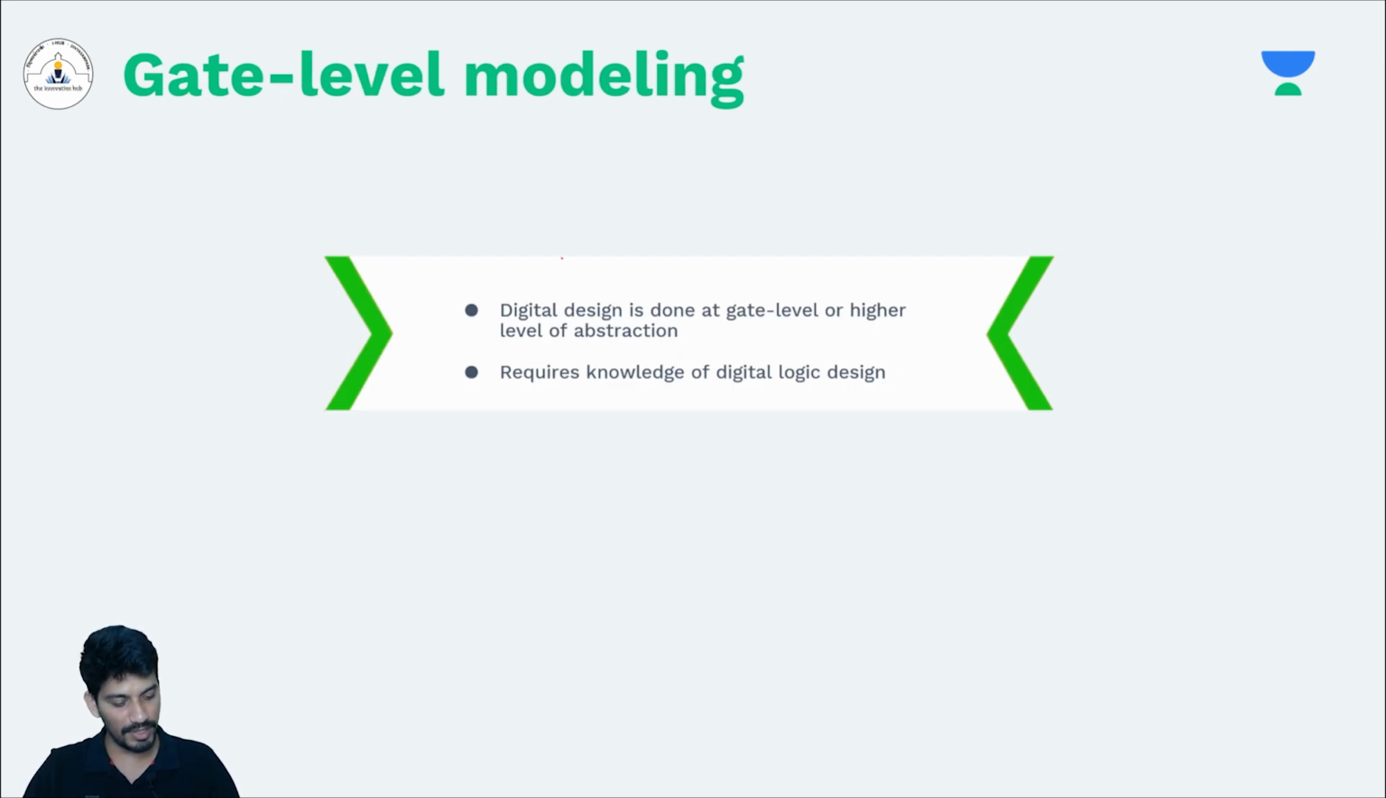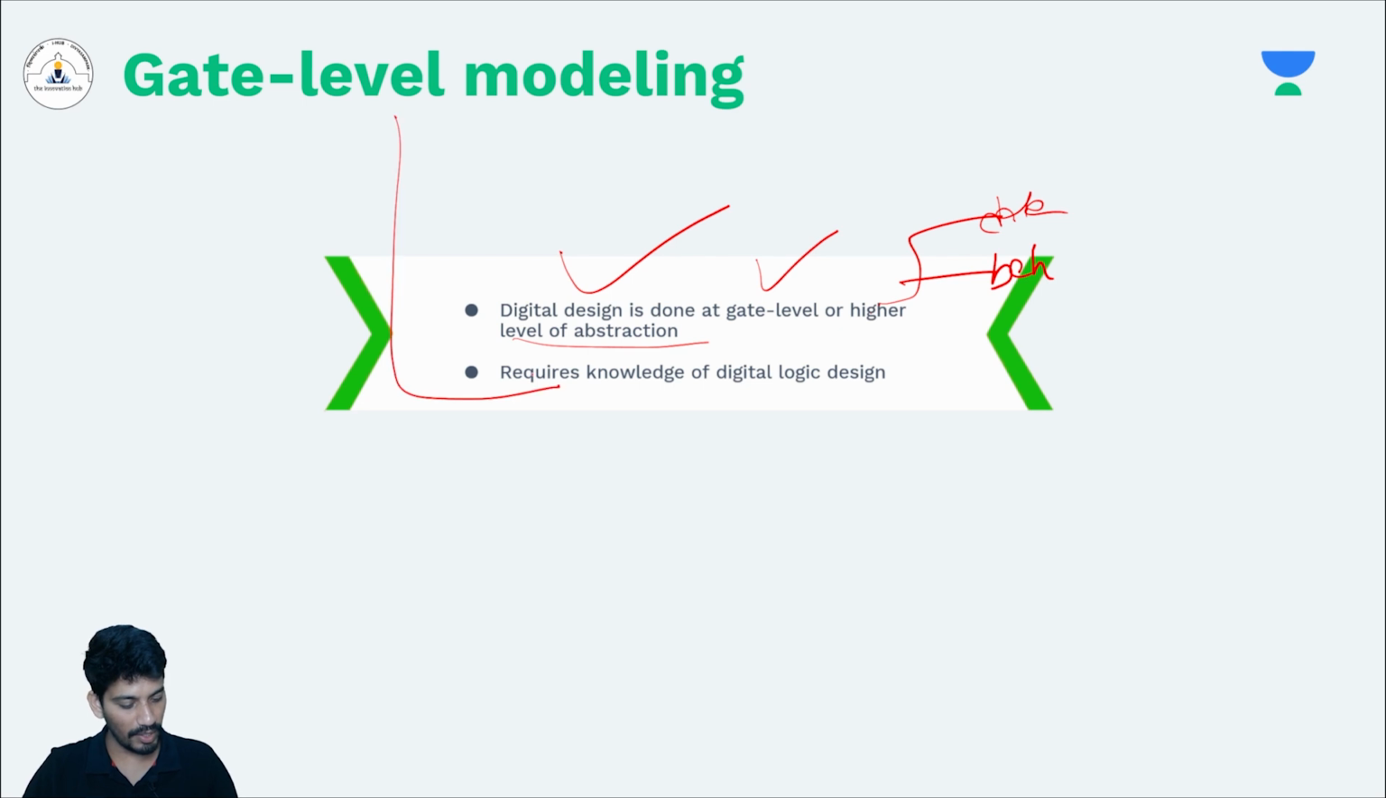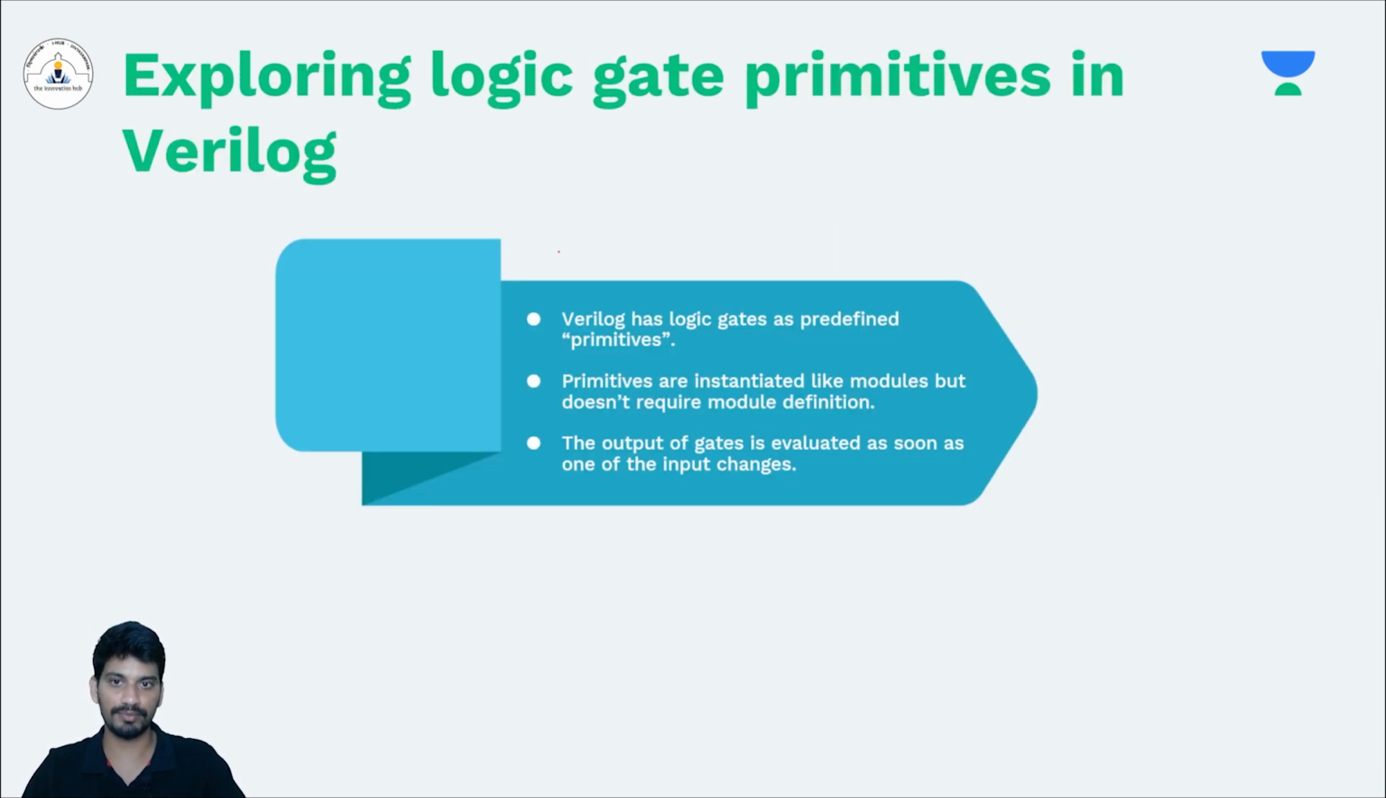So basically, any digital design is done in gate level or higher level of abstraction. Higher in the sense the two other levels like data flow or behavioral, right? And gate level modeling requires digital logic design knowledge because you are designing in logic gate level. So you should have the digital logic design knowledge, as we have already discussed in our basics of digital logic design. So let's begin gate level modeling.